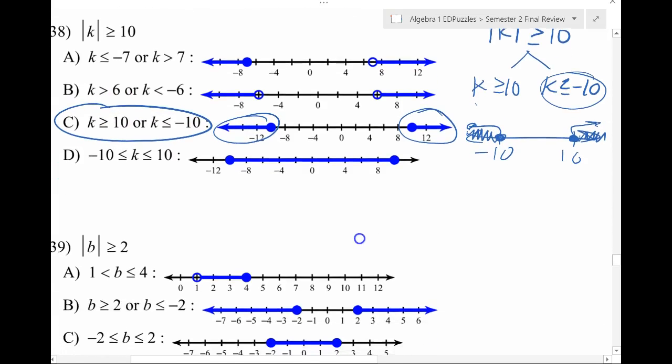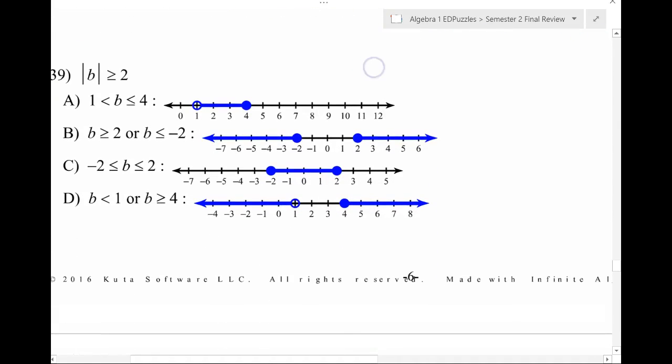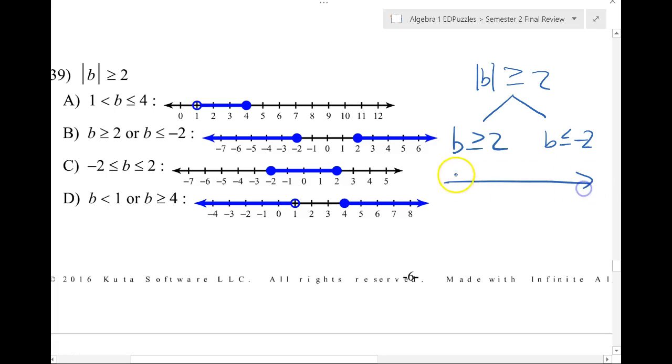Okay, number 38, do the same thing. Go ahead and split it into two because it's already isolated. So we'll have b is greater than or equal to 2. And then again, not only is 2 negative, but we also flip the sign. Let's graph it on our own and then match it up with the graph over here.